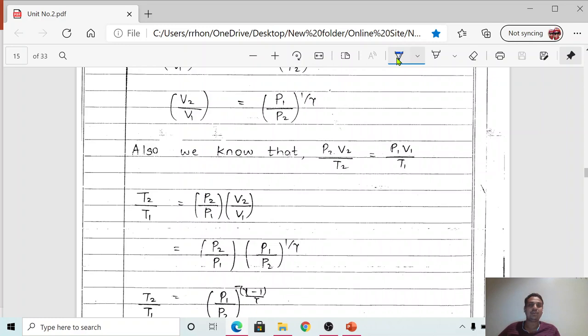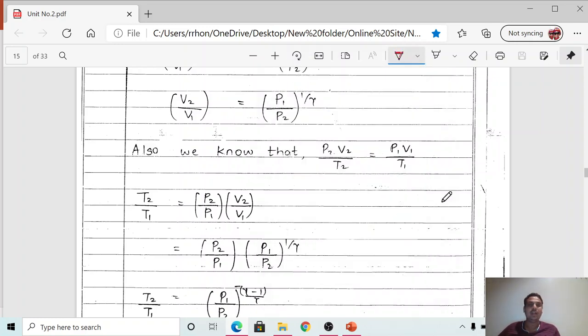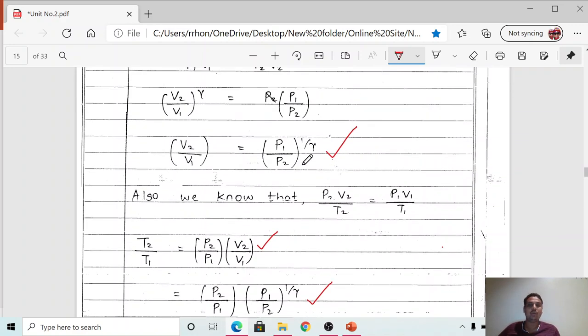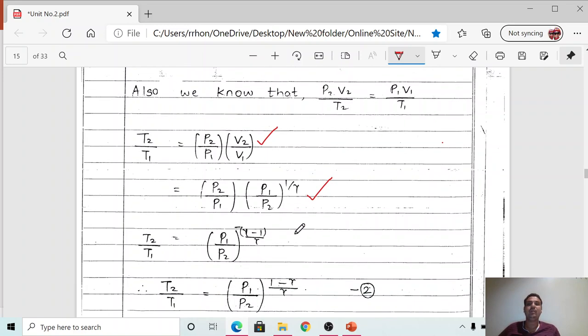I'm just explaining these things again. The value we already calculated, V2 by V1, is equal to P1 by P2 raised to 1 by gamma. Put this value in the equation, and we can rewrite it as P2 by P1 into P1 by P2 raised to 1 by gamma. Here is P2 by P1 and here is P1 by P2.